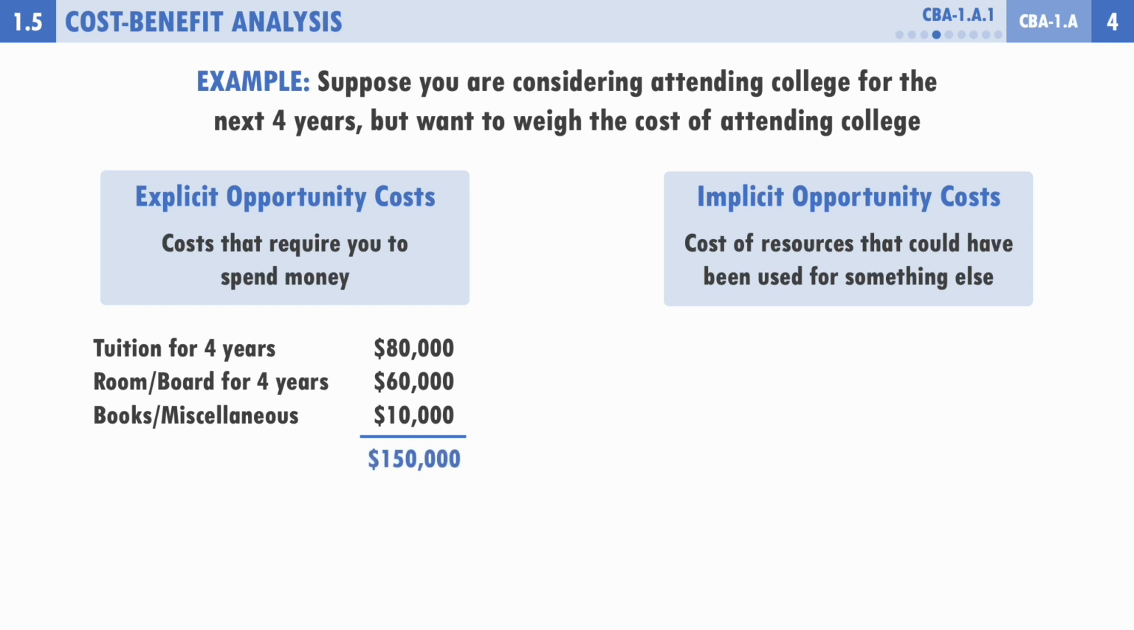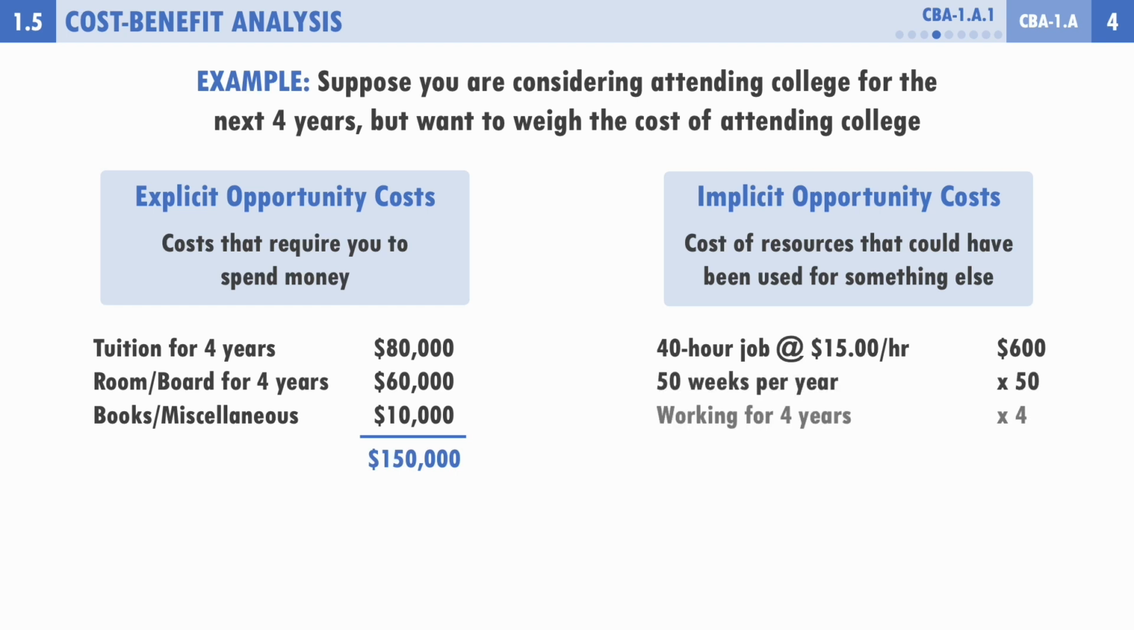But keep in mind, there are also implicit costs, because by going to college for those 4 years, you're giving up the opportunity to be working full time for those 4 years, right? So maybe you look at it and you could have been working a 40-hour job, say at $15 an hour. So that's $600 a week times 50 weeks throughout the year times 4 years. That means you're also giving up the opportunity to be making $120,000 as a full-time job instead of going to college.